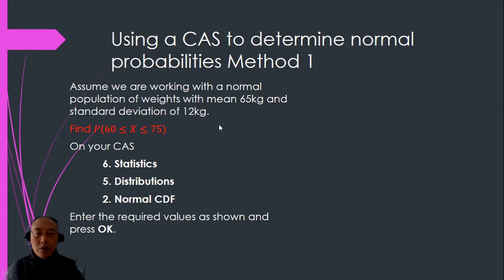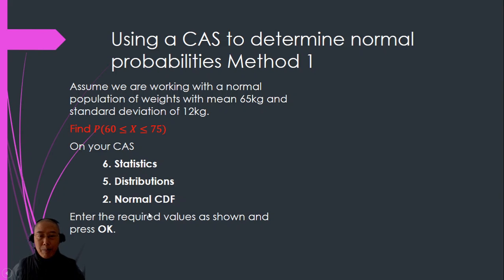So let's say you have a situation where you're given a normal distribution. You will have the mean and the standard deviation, and it asks you to calculate the probability within boundaries. If you were to do that by hand, you can use the 68, 95, 99.7% rule, but most of the time you will do that on the CAS calculator, as the answer is a numerical estimation.